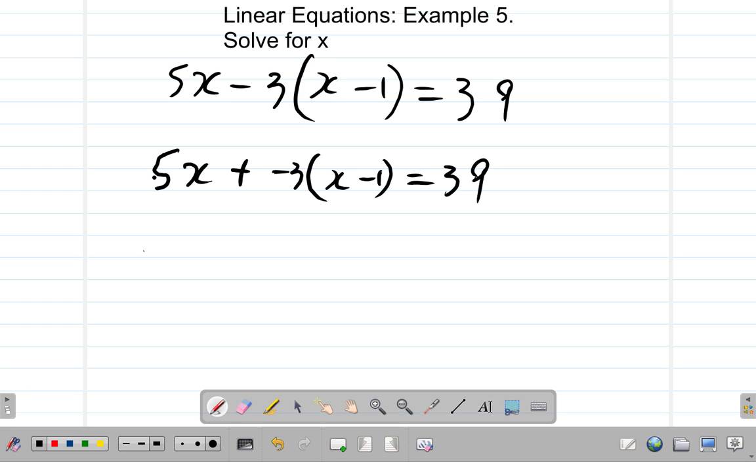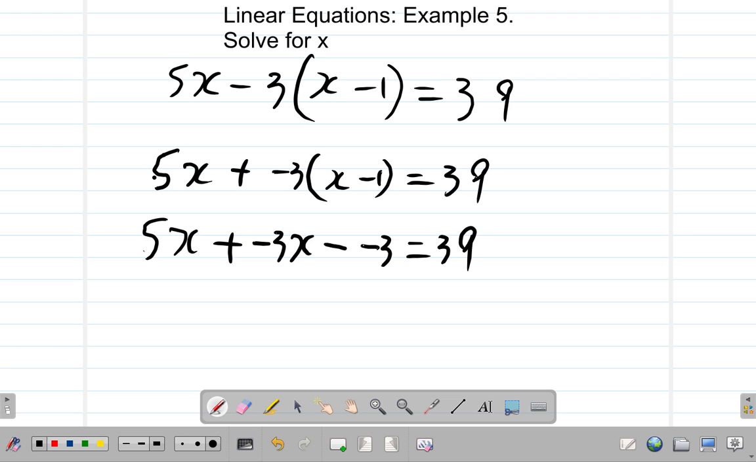Now, if you multiply negative 3 by what is in the bracket, you're going to have 5x plus negative 3 times x will give you negative 3x minus negative 3 times negative 1. Negative 3 times 1, you already put the minus. This minus is this one. Alright? So it's there already. Negative 3 times 1 gives you negative 3 equals 39. Alright?